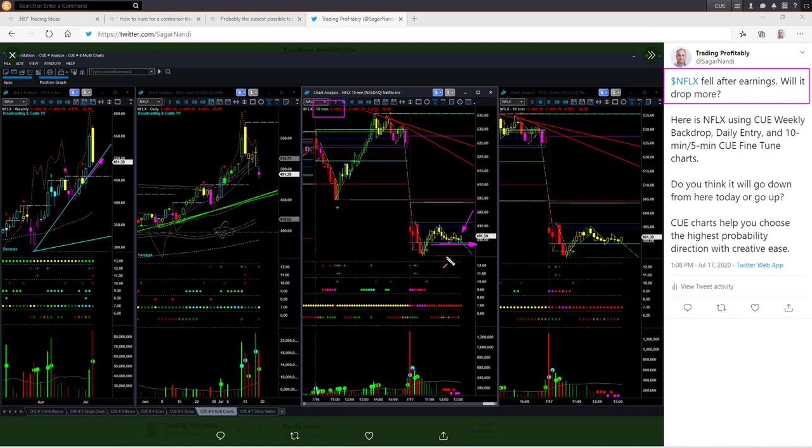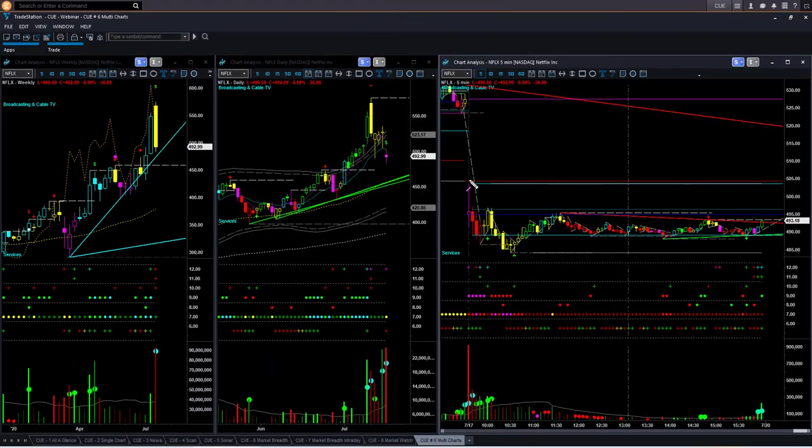What happened after that? This is the same Netflix as of Friday's close. The weekly memory trend line support held. And from the time when I shared the tweet, price could not go down any further. This shows the usefulness of the memory trend lines as well as the intraday pivot levels once more.